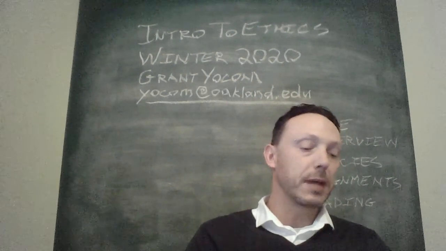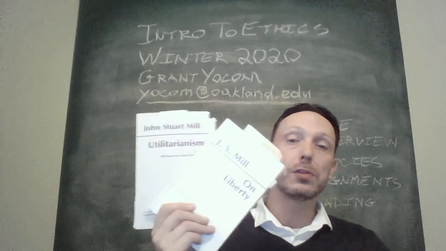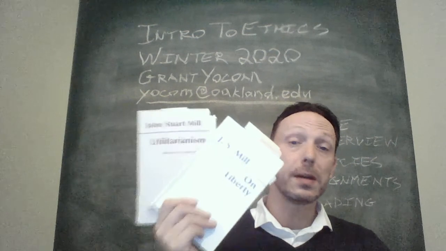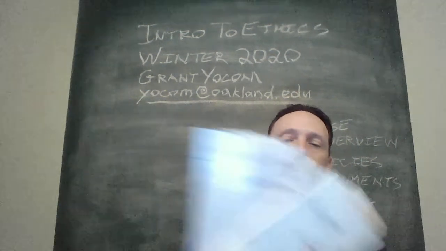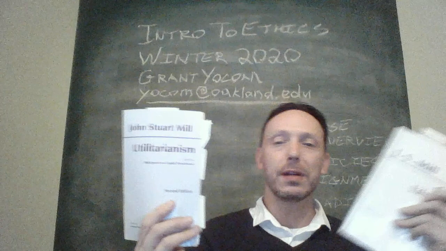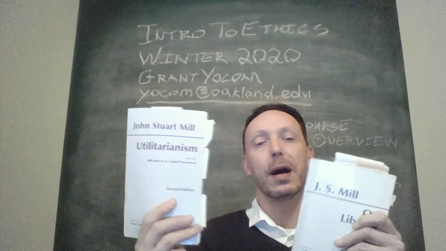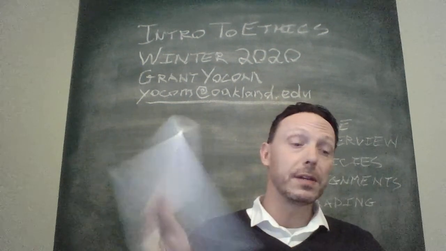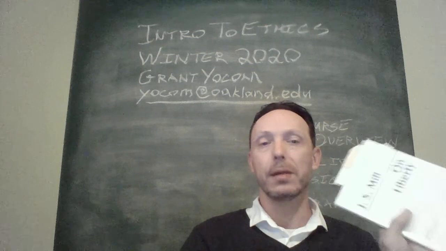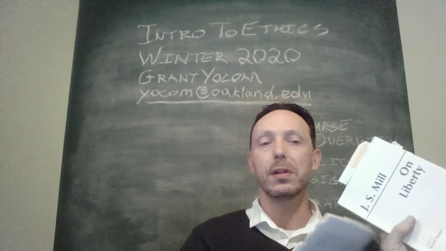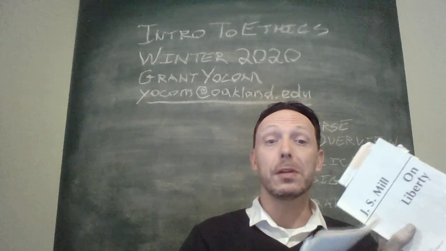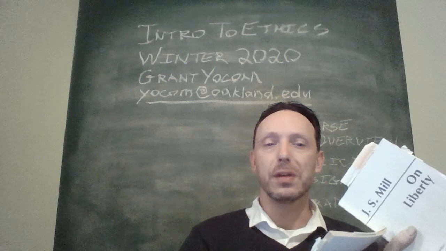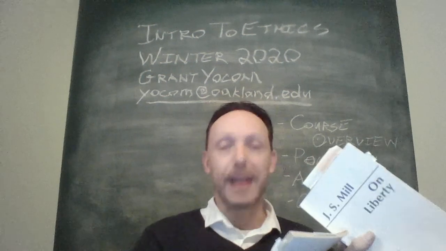From Kant, we move on to John Stuart Mill. I'm having you buy two books here, and I'm testing you on both of them. Utilitarianism and On Liberty, right? We'd have to do a lot of reading in Utilitarianism just to get what's in the first section of On Liberty. I think Mill does a better job of explaining what he's up to in On Liberty anyhow.